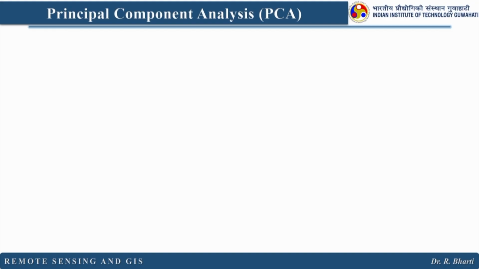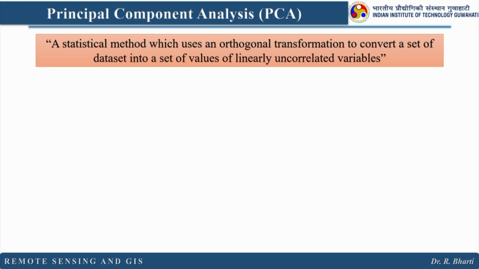Now, let us see principal component analysis. This is one of the very important methods or techniques used in image processing, and here we use principal component analysis to get uncorrelated data sets. So, what do we mean by uncorrelated data sets? That I will explain to you slowly. So, let us see the definition of principal component analysis.